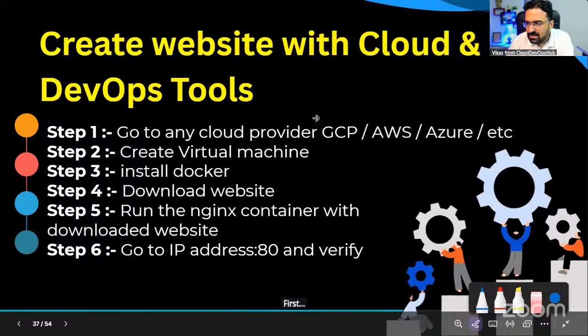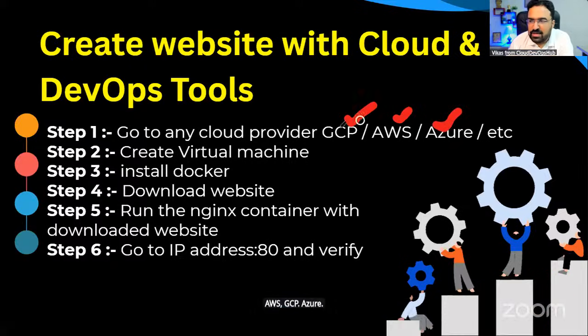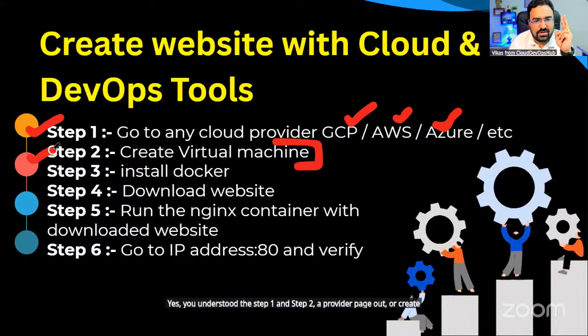First step says go to any cloud provider. किसी भी cloud provider पे जाओ, AWS, GCP, Azure. किसी भी cloud provider पे जाओ and create one virtual machine. Guys, you understood step 1, step 2? एक provider पे जाओ और create any virtual machine. Yes, no? Write yes or no into the chat box.